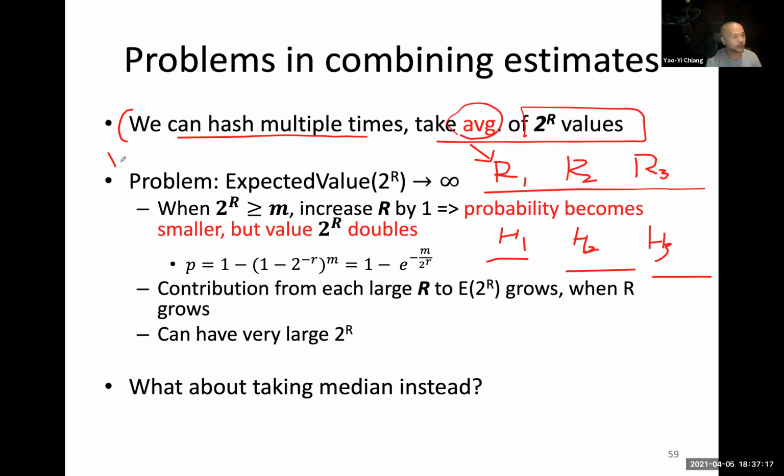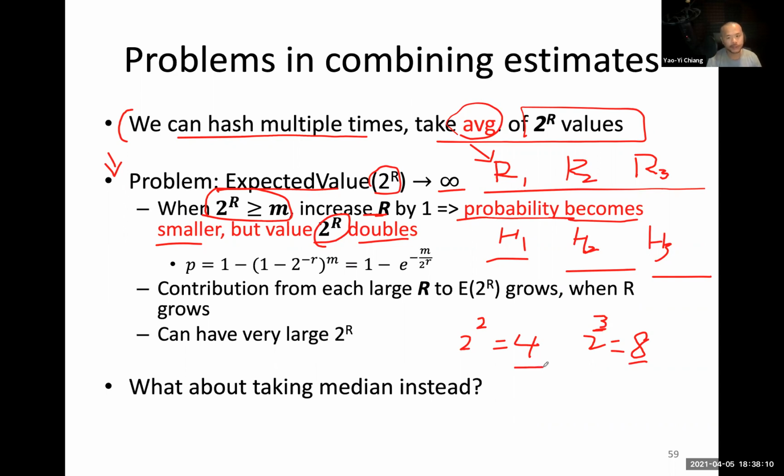Well, the problem of taking an average is the expected value of 2 to the power of r is actually infinity. When your 2 to the power of r is larger or equal to m, and you increase your r by 1, the probability of finding those tail zeros is smaller, but the estimated m will double, right? Let's say your r equals 2, your estimated element count is 4. When you increase your r by 1, to 3, now you have 8 elements, right? So every time you increase r by only 1, your estimated element count becomes double, although your probability does not change that much, right?